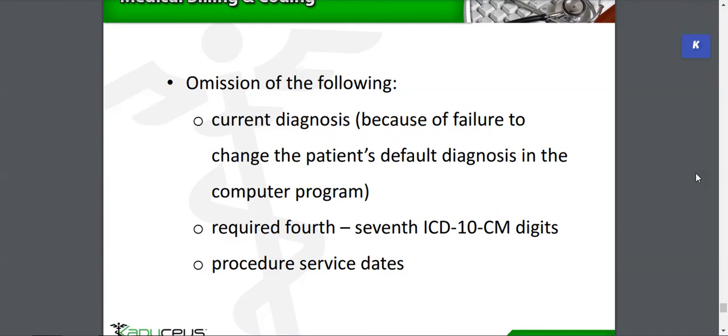Omission of the following: current diagnosis because of failure to change the patient's default diagnosis in the computer program. You remember we talked about how some electronic programs will go based off of the last note? Well, when the patient comes in, make sure they're either coming in for the same thing or not. That's just a simple way to put it.